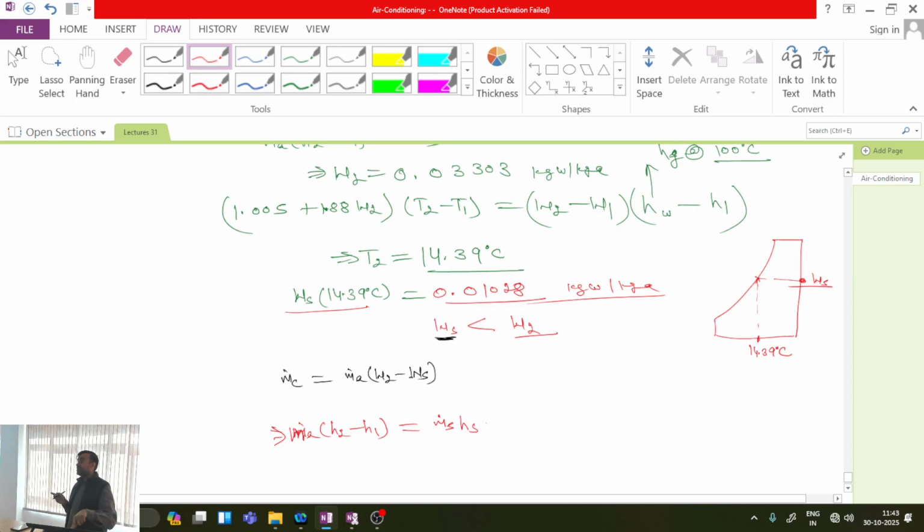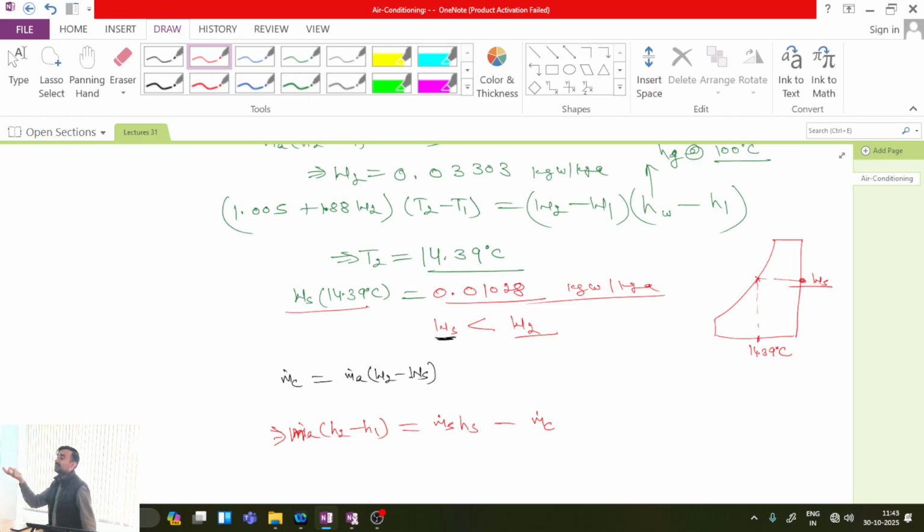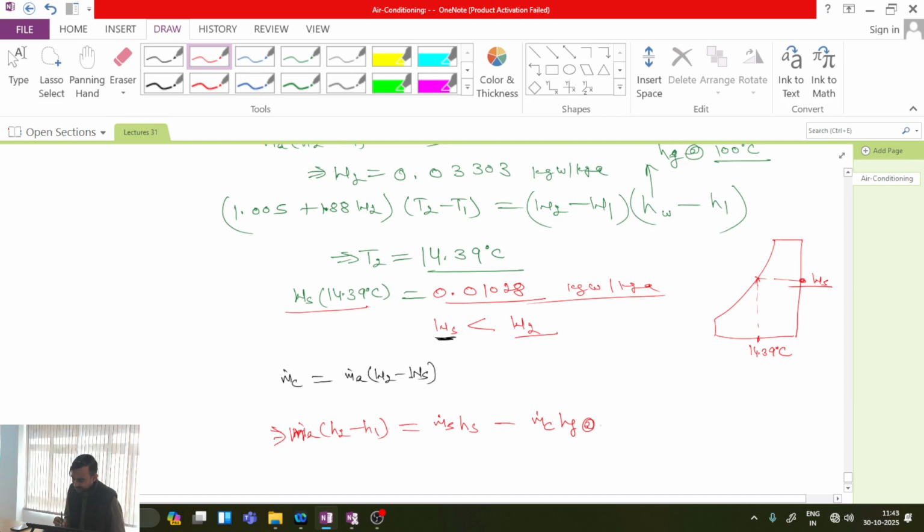However, out of this steam, some amount has condensed in the form of condensate. So minus m dot of condensate into, this condensate will be present in which state? Liquid state. So it must have its HF. And let us assume that HF is at the temperature of the moist air only. So the liquid droplet is also in thermal equilibrium with the moist air. Correct? Have I written the correct energy balance?